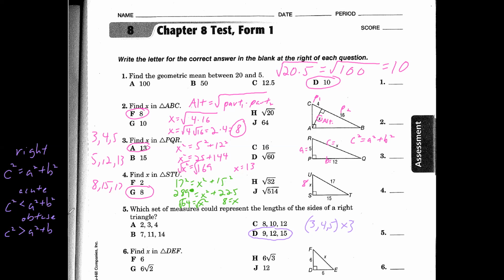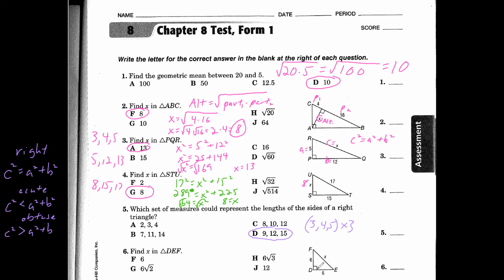Any 2 sides of a triangle have to be greater than the third side. So if you add the 2 smallest and they're not greater than the third side, it can't be a triangle. All right, let's move on. Number 6, find x in DEF.